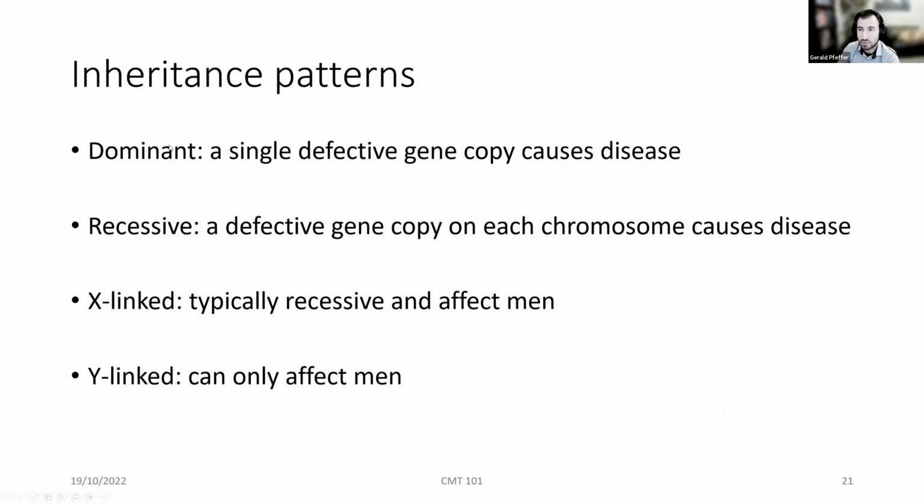The most common one I mentioned is dominant. That's where a single copy of a mutation is sufficient to cause a disease. In a recessive condition, you need a mutation in both copies of the gene in order to get disease. X-linked disease typically affects men because men only have 1 X chromosome, women have 2. So usually the second X chromosome can compensate if there's a mutation on one of them.